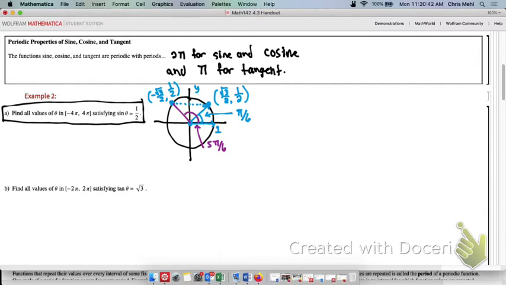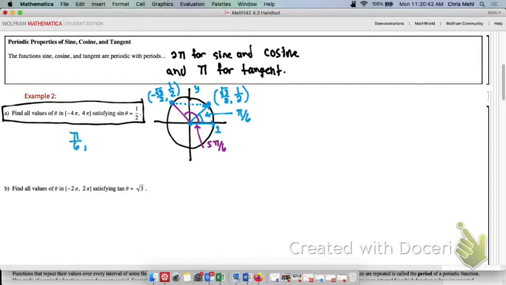Now, how do I get the rest of them? We're just going to keep adding 2 pi and subtracting 2 pi from each of those angles. So here's what I'm going to do. Basically, we're finding all of the angles coterminal with pi over 6 by adding and subtracting 2 pi as many times as we need to stay within minus 4 pi and 4 pi. And we're going to do the same thing with 5 pi over 6. So I'll start right here.